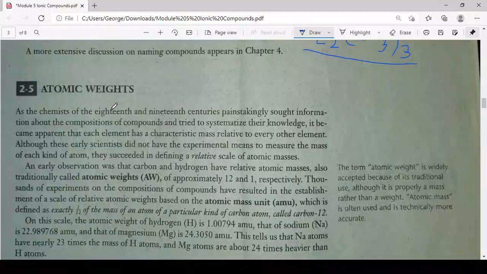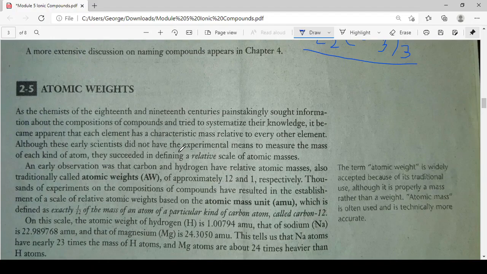Your atomic weight, kids. As the chemists of the 18th and 19th centuries painstakingly sought information about the composition of compounds and tried to systematize their knowledge, it became apparent that each element has a characteristic mass relative to every other element. Although these early scientists did not have experimental means to measure the mass of each kind of atom, they succeeded in defining a relative scale of atomic masses. These are known as your atomic weights.